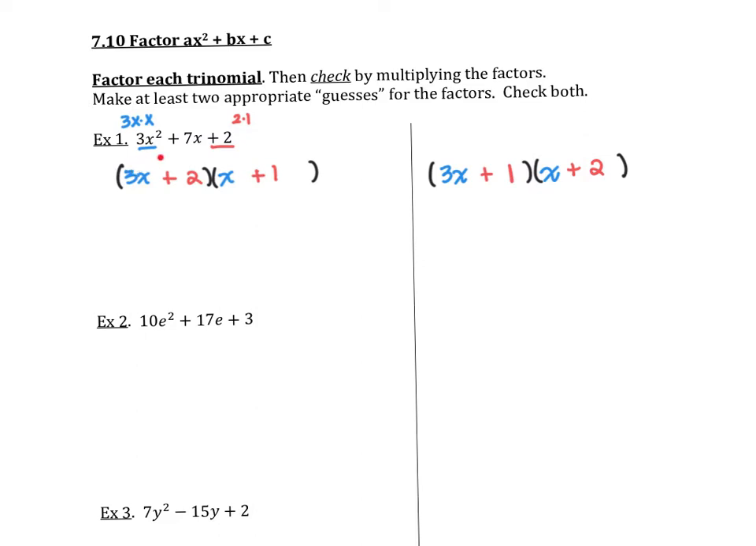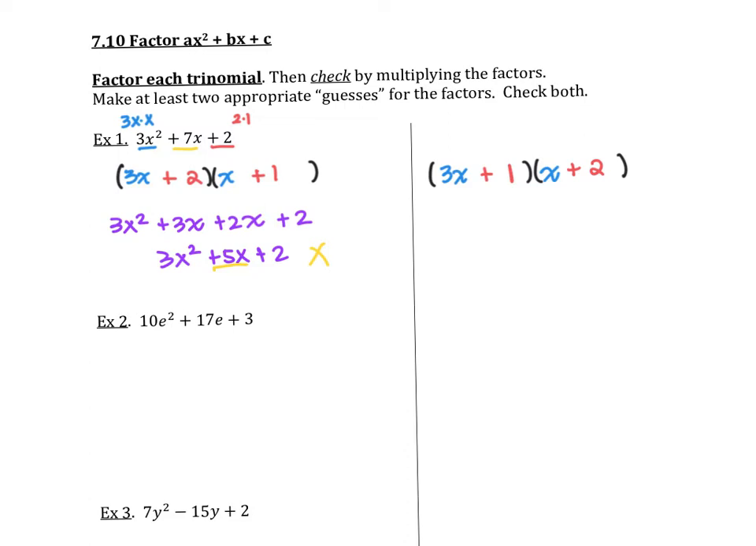If I distribute, 3x times x is 3x to the second. 3x times 1 is 3x. Now I'll distribute the 2. 2 times x is 2x. 2 times 1 is 2. Let me combine my like terms. So I have 3x to the second plus 5x plus 2. Now I'm going to look back at the original problem and see if they match. This has a plus 5x, this has a plus 7x. It doesn't match, which means this is an incorrect factoring, but I'm going to leave it there because my teacher asked me to show 2 attempts, even though one of them is going to be wrong.